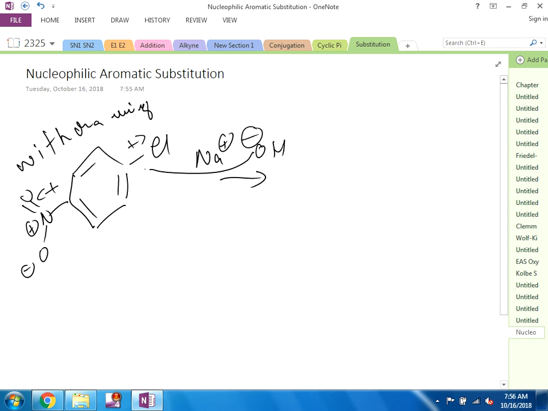So what you can do here is addition. I'm going to connect that oxygen to the carbon where the chlorine is, and I'm going to push this electron density all the way over to this nitro group, which explains why you need the nitro group on there. So this is the addition part.